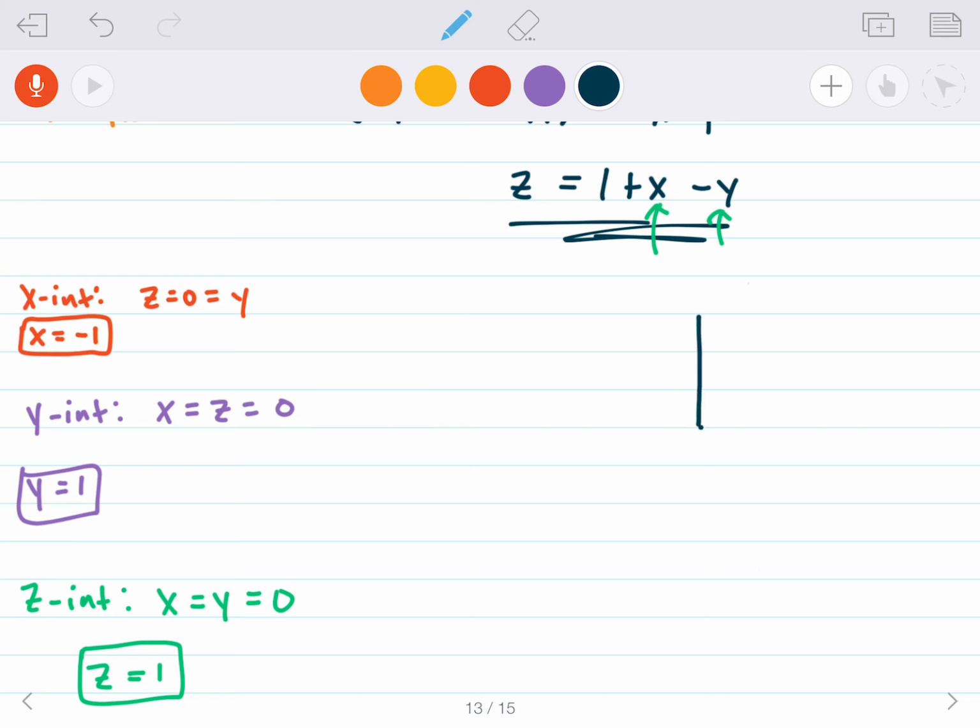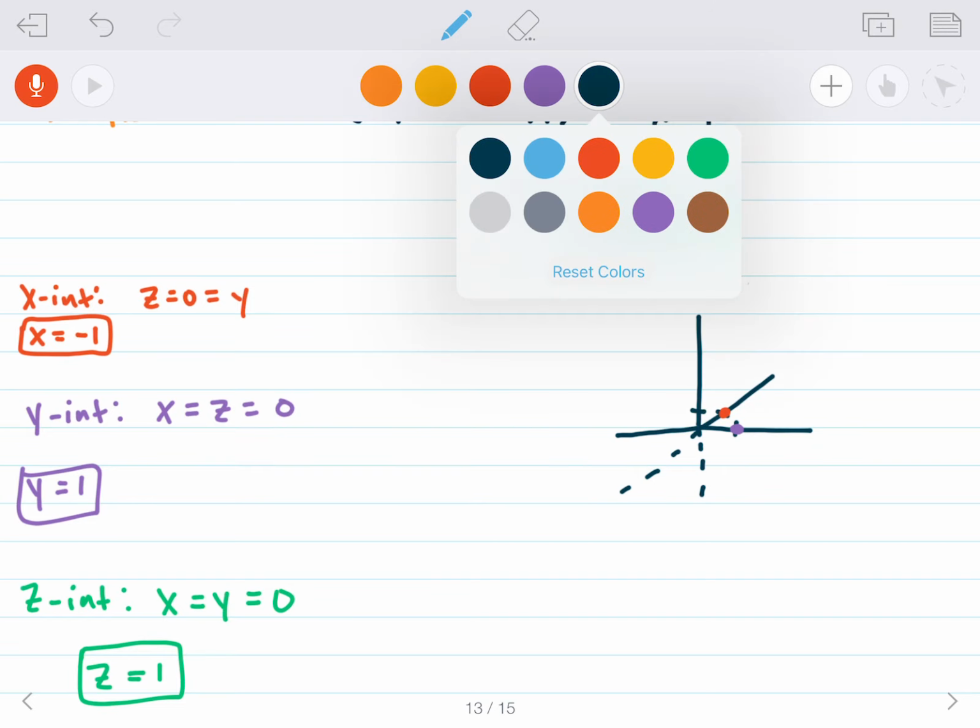And so we have our z, y, x axes. Okay, so x is equal to -1. That's going to be over here. No, that's the positive direction, I'm sorry. It's going to be back here. Then we have y is equal to 1, so that's going to be right here. Z is equal to 1, and that's going to be up here. And then we just connect the dots and make a little triangle.